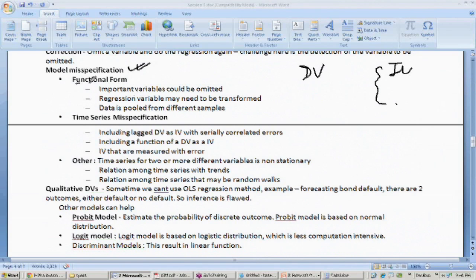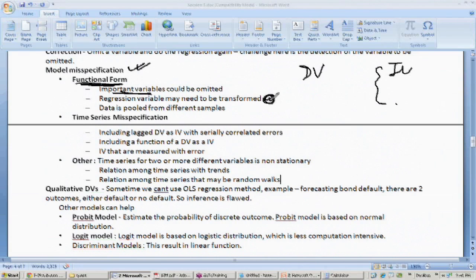Now, the model misspecification we can see is, first, misspecifying the functional form. That means some of the important variables are not included, so that is a model misspecification. Second, regression variables may need to be transformed. Now, what is this?